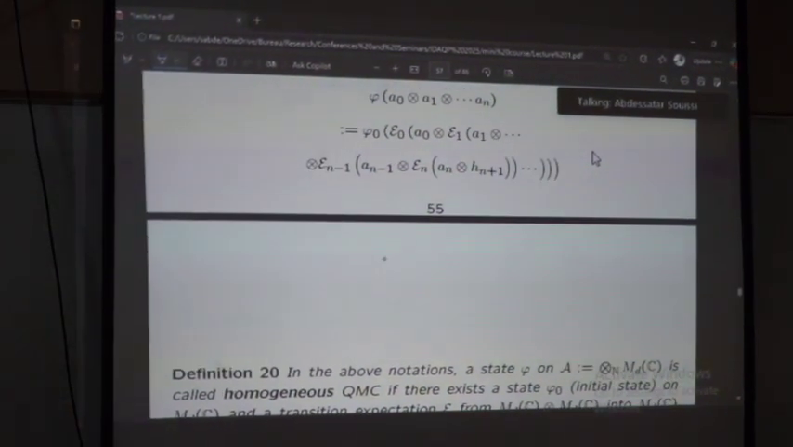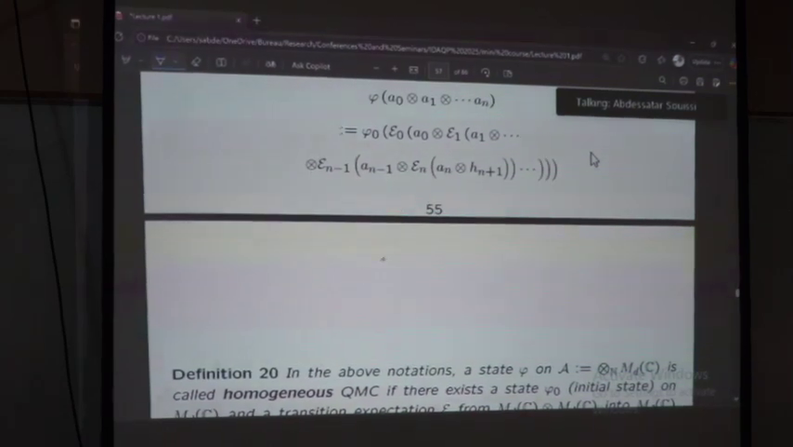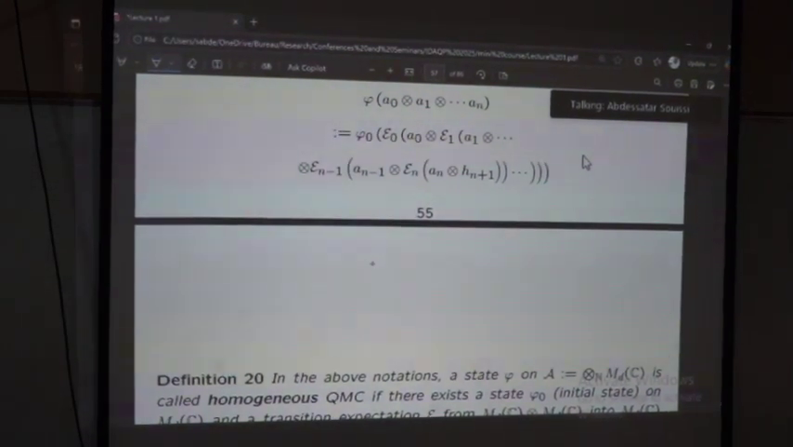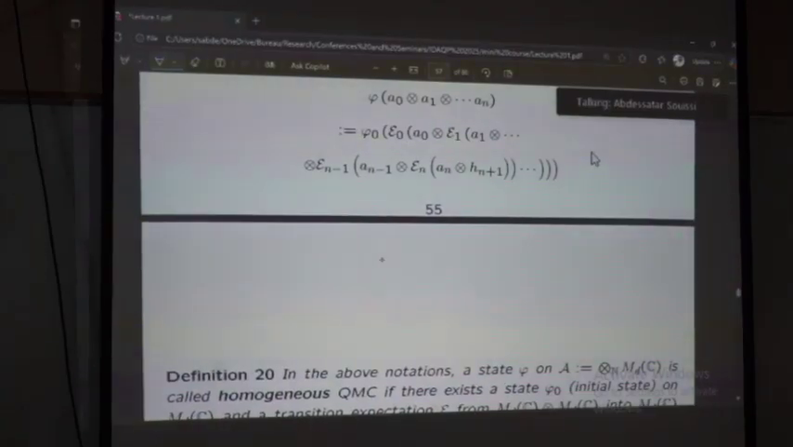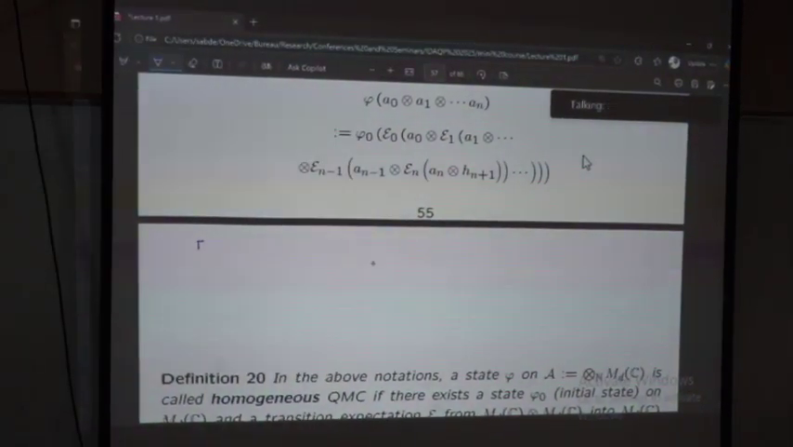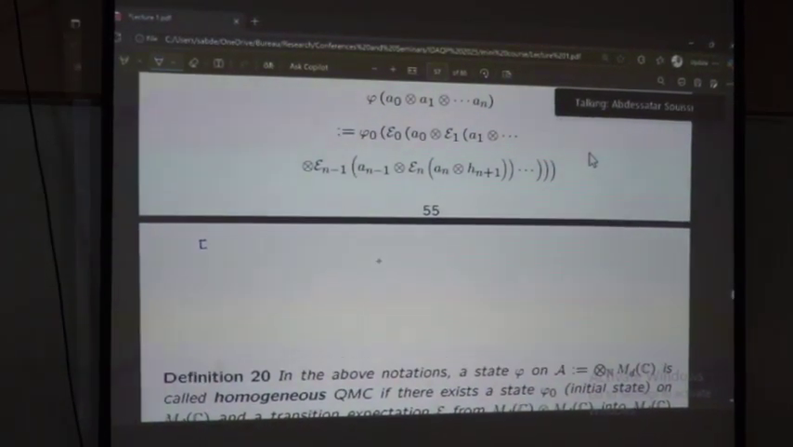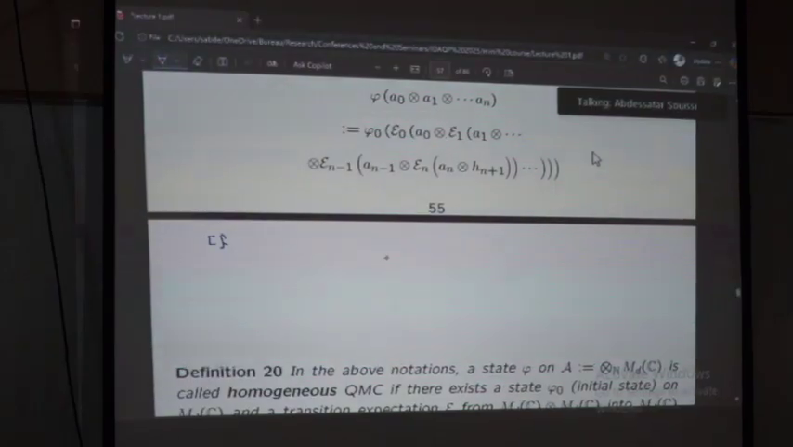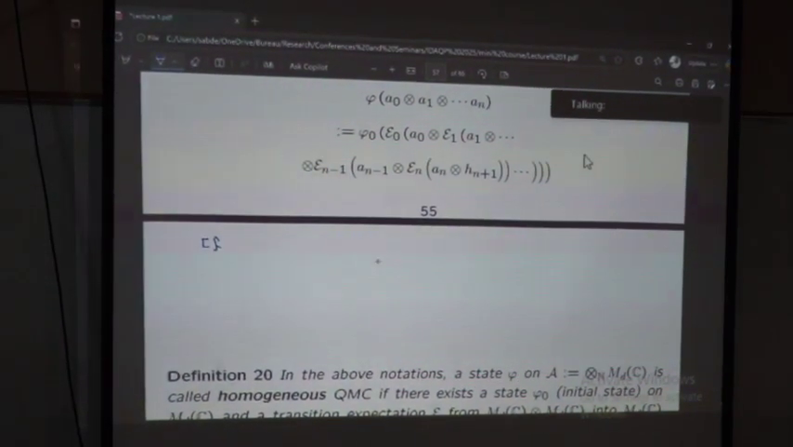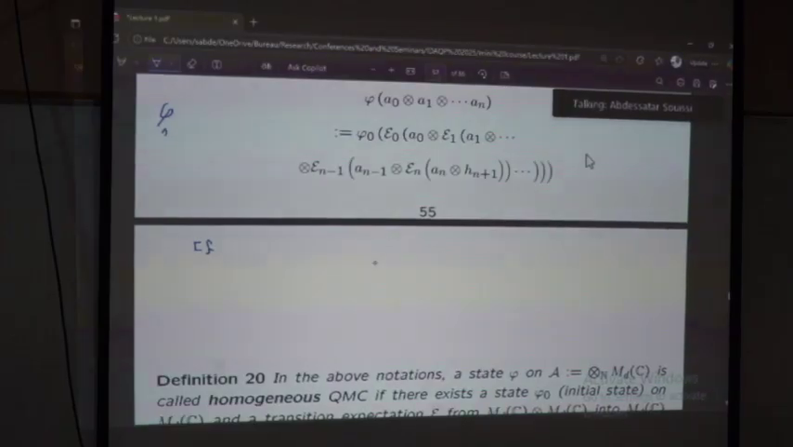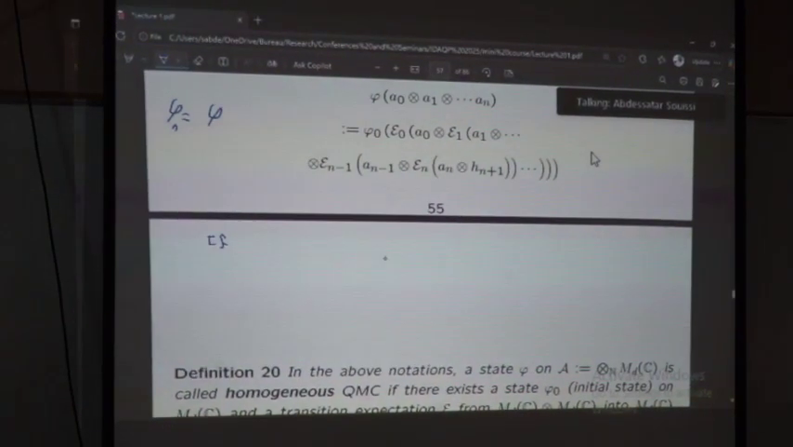Now, one of the most classical results states that if we define this restriction, let's say phi n, then phi n is the restriction of phi over the algebra A.